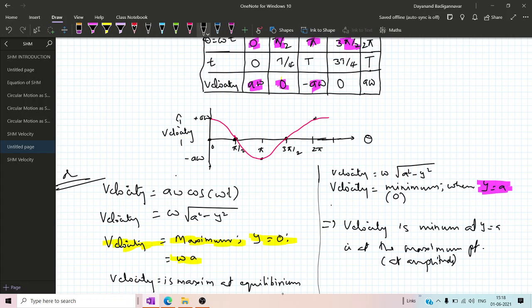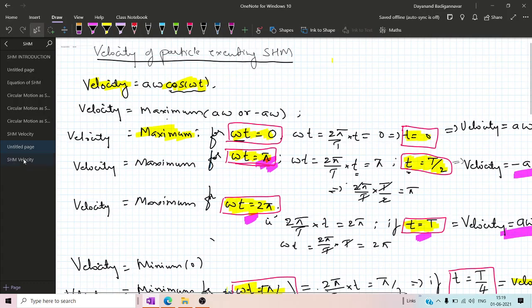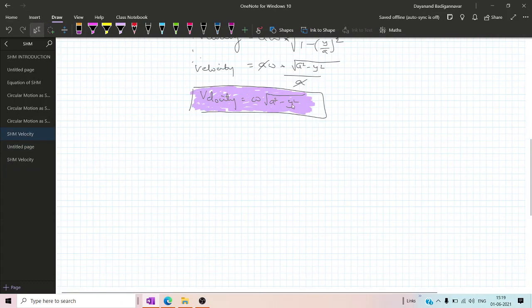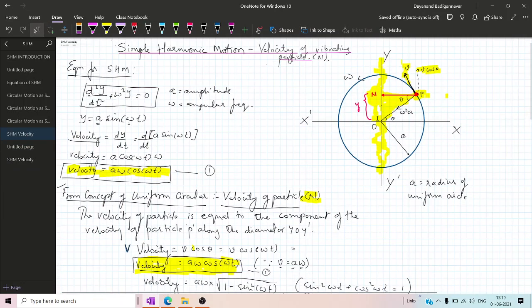So as the particle starts to oscillate, if you look at this diagram, this is the particle n, it was here initially, and the point n will be here. As the point n starts to move in the upward direction or in the downward direction, the velocity starts to decrease. At the equilibrium it is maximum. As it moves away from the equilibrium position, the velocity starts to decrease.